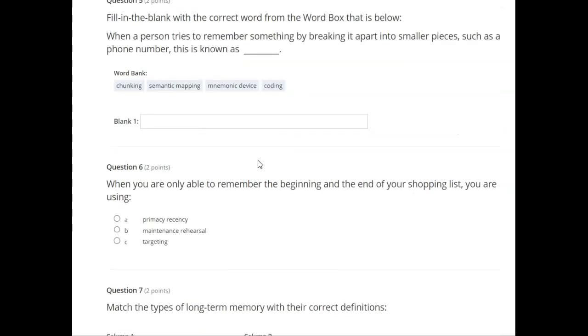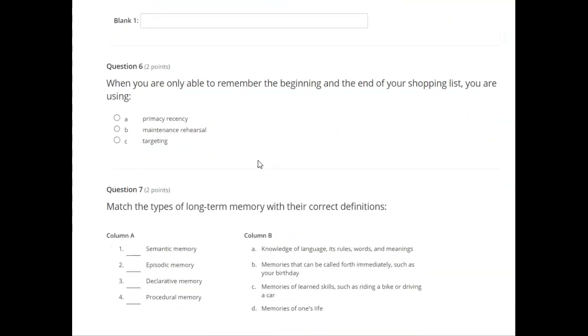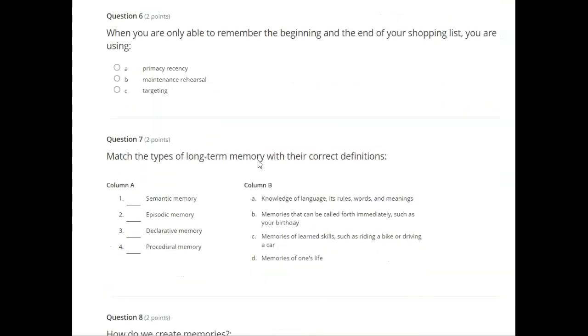Fill in the blank with the correct word from the word boxes below. When a person tries to remember something by breaking it apart into smaller pieces, such as a phone number, this is known as blank. Chunking, semantic mapping, mnemonic device, coding. When you are only able to remember the beginning and end of your shopping list, you are using A, primacy recency, B, maintenance rehearsal, C, targeting.